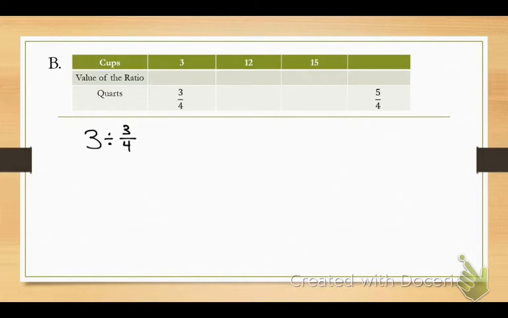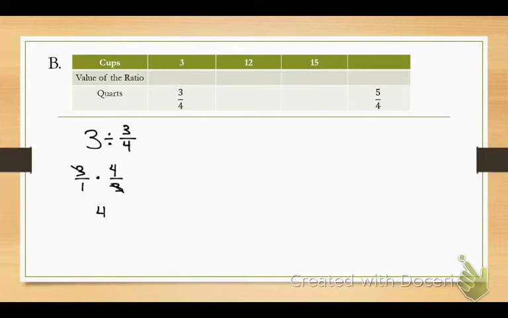So flip the second fraction and multiply: 3 over 1 times 4 over 3. Okay? 3 over 1 times 4 over 3. Did you cross reduce? Did you get a value of 4? Yes. Who got a value of 4? Raise your hand if you got a value of 4.